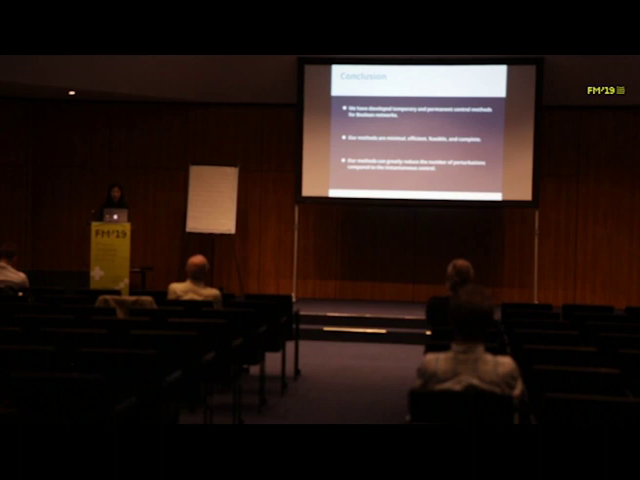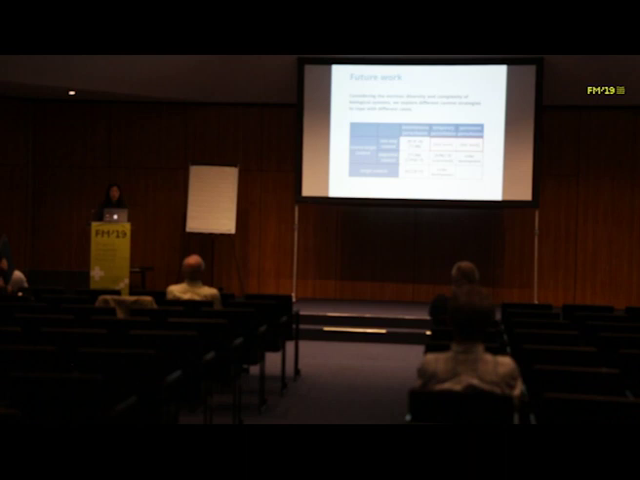To conclude, we have developed temporary and permanent control methods for Boolean networks. Our methods are minimal, efficient, feasible, and complete. Our methods can greatly reduce the number of perturbations compared to the instantaneous control. However, considering the intrinsic diversity and complexity of biological systems, it's less likely to find one approach that can cope with all the cases perfectly. So we are exploring different control strategies, and we plan to provide a rich collection of solutions such that biologists can choose based on the specific experimental settings.